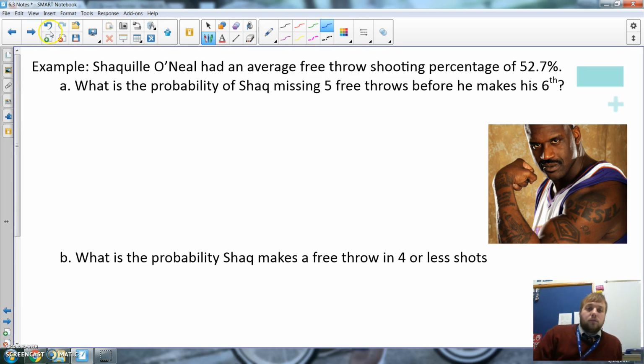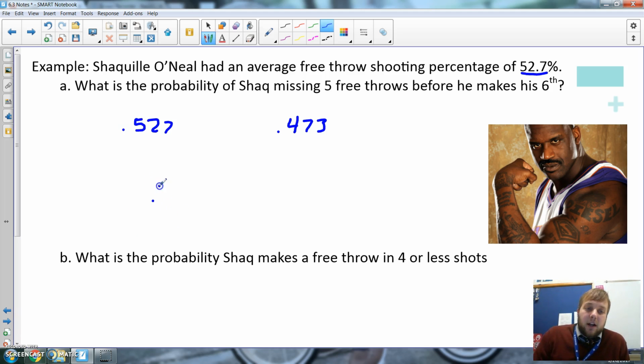All right. Last question. Shaquille O'Neal, one of the worst basketball free throw shooters in the world, averaged 52.7. I don't know if I'm going to have enough time, but that's .527. Forgive my writing. I am back to mouse style. That means his failure rate is .473. I think that's the opposite. Okay, so what is the probability that Shaq misses the first 5 free throws before he makes a 6th?